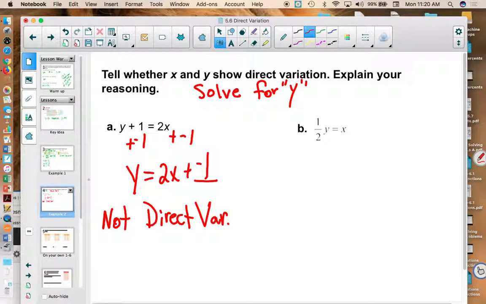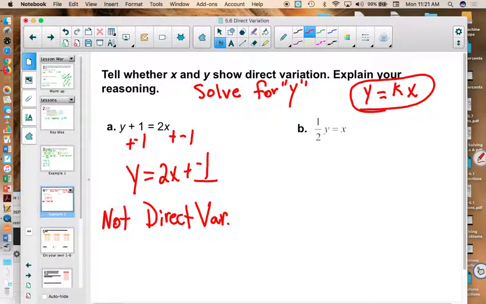The formula for direct variation is y equals something times x. Plus or minus nothing else. You're looking for y equals kx. That's the constant of proportionality. Y equals kx. No plus, no minus attached to it. That's it. Forget that one. Okay, look at B.